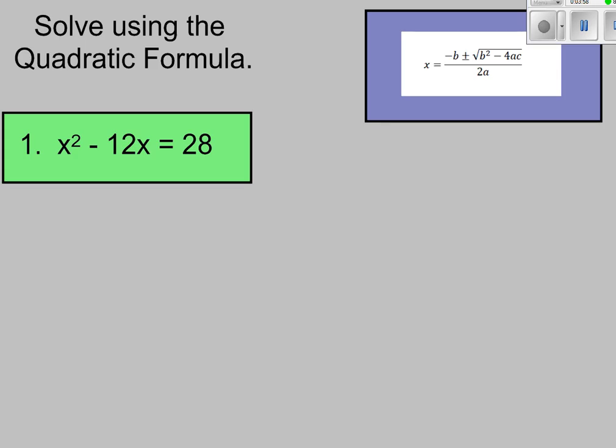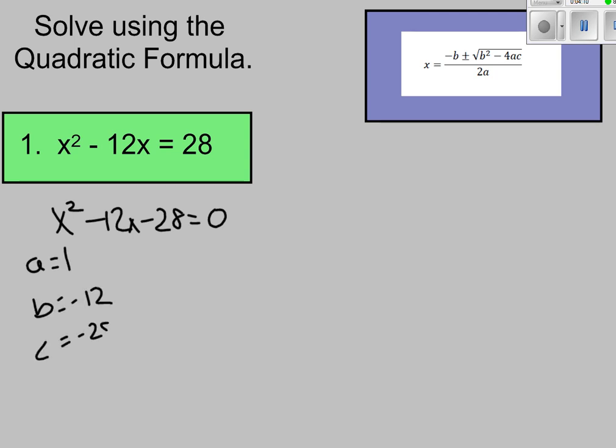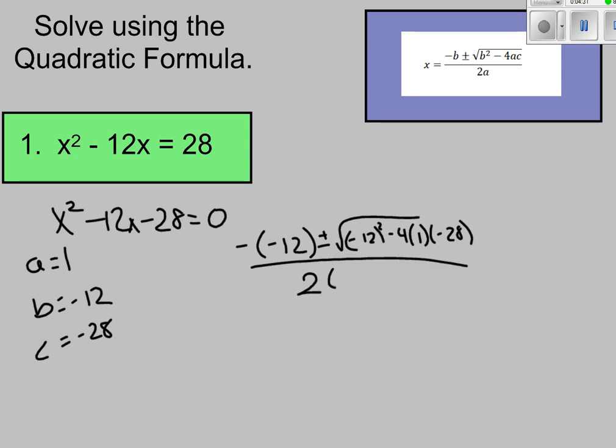So using the quadratic formula, x squared minus 12x equals 28. First thing I've got to do, bring everything over to one side. So a is 1, b is negative 12, c is negative 28. What I think is a good idea is to figure out what a, b, and c are right away. So it's going to be negative b, so that's negative 12, plus or minus the square root of negative 12 squared minus 4 times 1 times negative 28, all over 2 times 1.